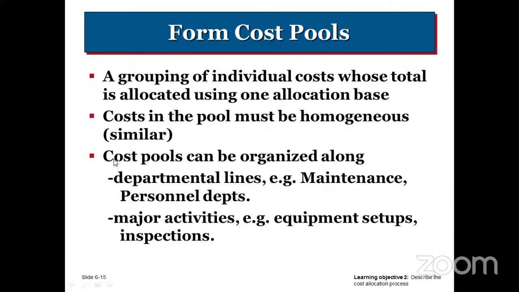Cost pools can be categorized or organized along department lines, like maintenance, personnel, very easy. It means they are homogeneous. Whatever is related to maintenance or personnel, you group together, or by activities. What are they doing? Are they doing equipment setup, inspection? These are all cost pools you can gather. It's only the method you choose. Consistent method, we say.